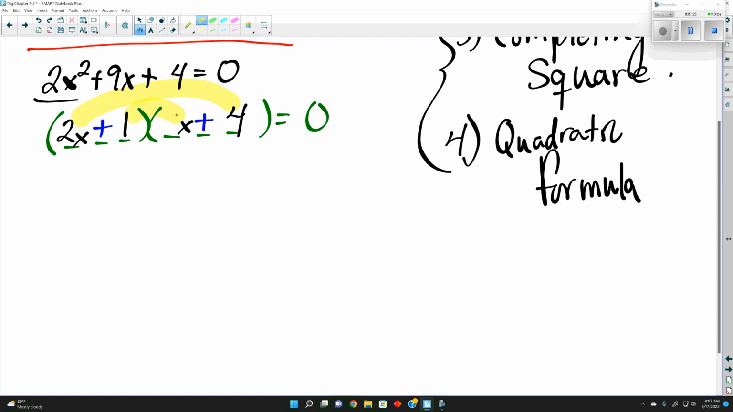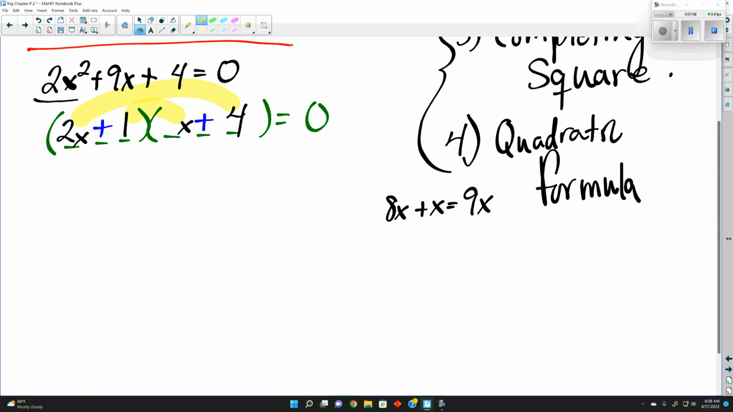Because 2x times 4 is going to be positive 8x. 1 times x is going to be plus x. And 8x plus x is 9x, positive 9x. Is that the middle term we wanted? Yes. We don't have to check the first two because 2x times x will still give us 2x squared. 1 times 4 will still give us the plus 4. So we have everything we need, and these are our two factors.